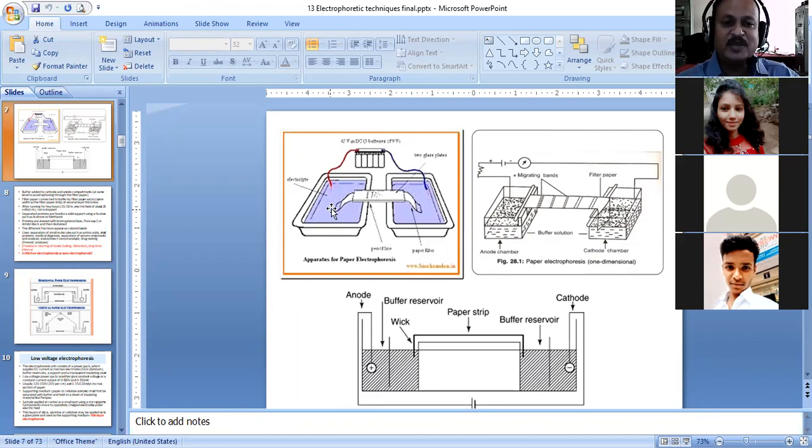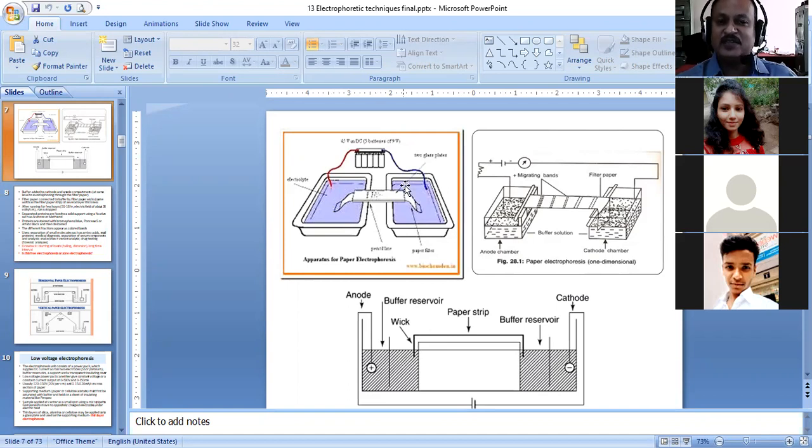The wick is absorbing the buffer, and the buffer passes over the paper and gets it wet. Why is the buffer essential? If the buffer is not there, what will happen? Electric current will not pass, isn't it? What does the buffer contain? Do you know? The buffer contains ions, charged particles. Yes, charged ions. And these charged ions are responsible for the flow of electric current. If the wick is not there, if the paper is dry, then the electric current will not flow.